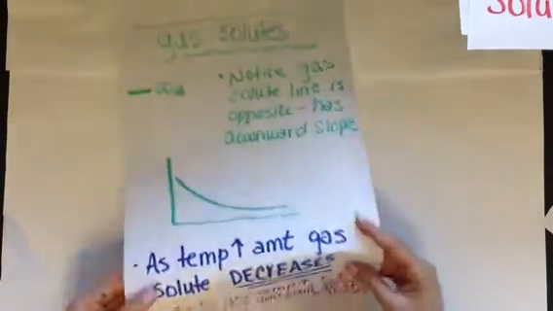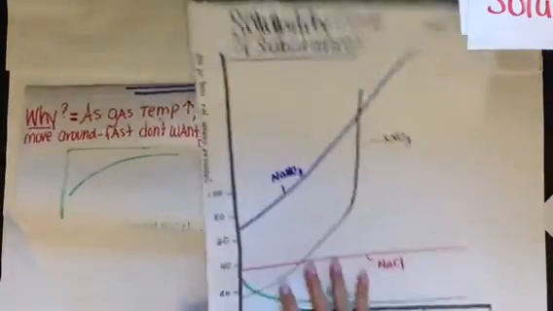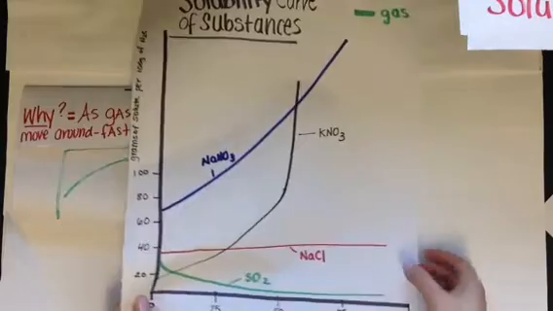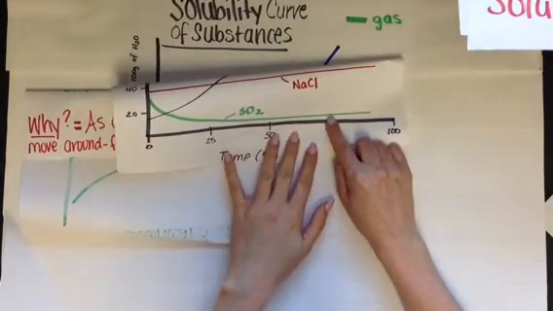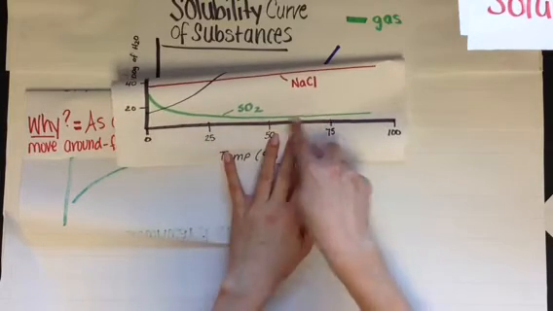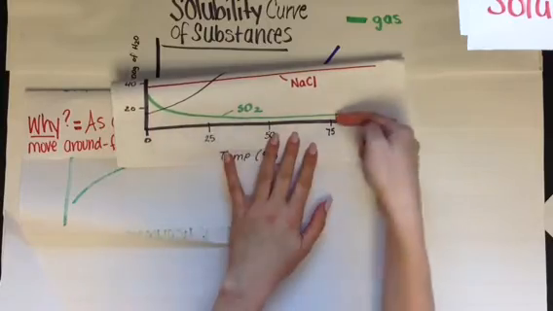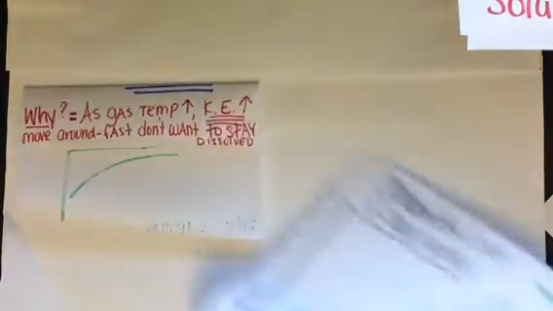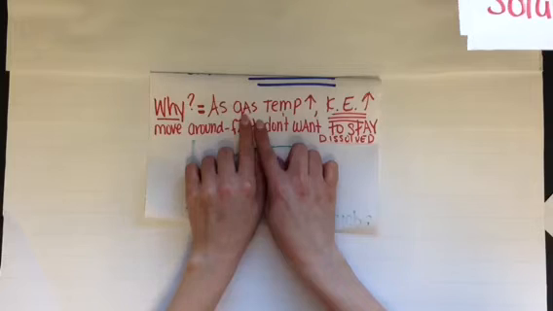Why is that the case? Well, let's think about what happens when gases get warmer, okay? So if you notice here, I've got a very warm gas over here. At 75 degrees Celsius, that's very warm. Very little solute, SO2 is the solute, it's a gas, dissolves, okay? So my gas solute doesn't dissolve much at high temperatures.